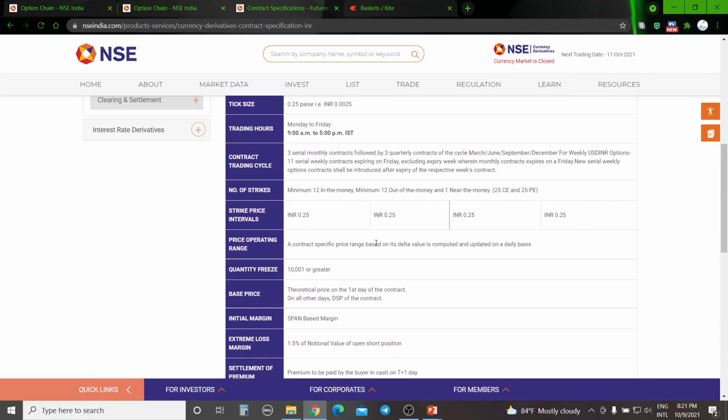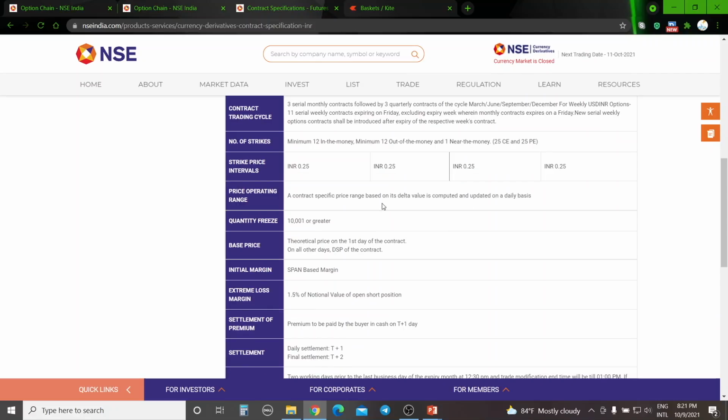Number of strikes, they say minimum 25 strikes should be available, but normally that much is not available in the weekly. In the monthly it is available, meaning 25 plus strikes will be available. And the strike price interval, what I told earlier, is a 25 paisa difference between the strikes. And the price operating range is normal.